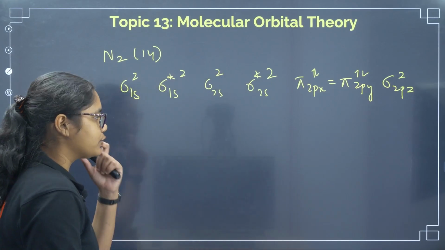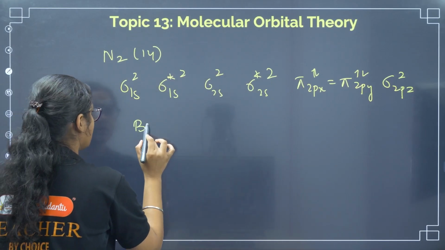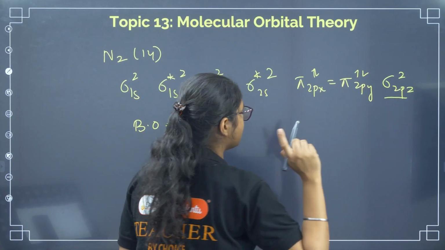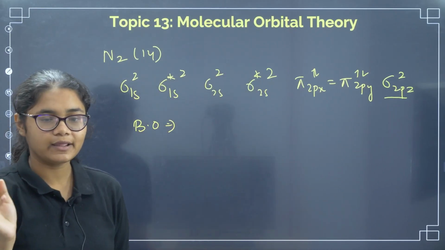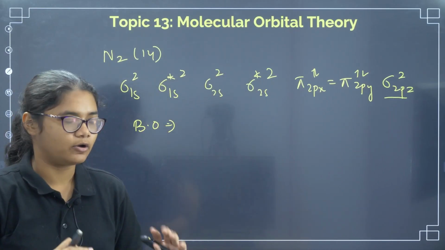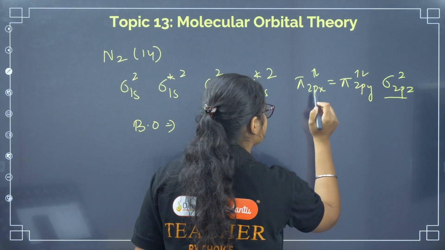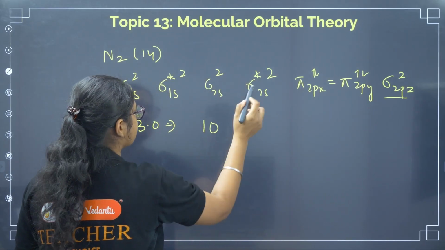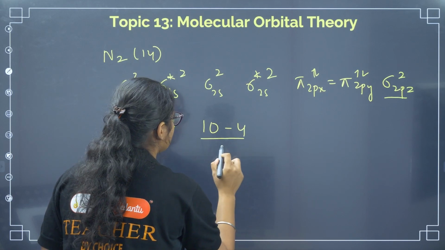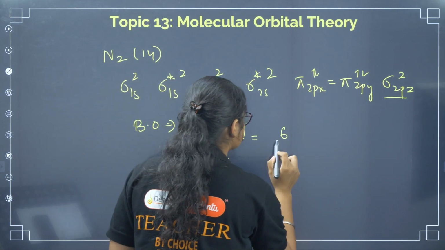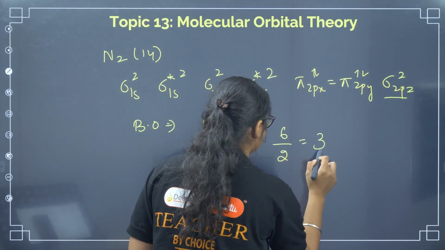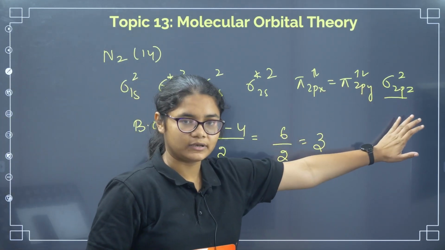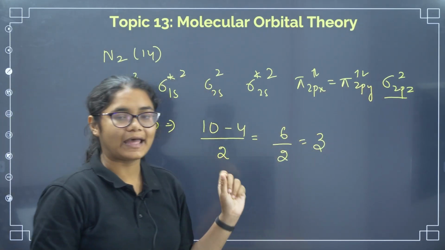Okay. So now how to calculate the bond order? Bond order will be bonding orbitals. How many electrons are there? The ones with star are called anti-bonding, and the ones without star are your bonding orbitals. So 1, 2, 3, 4, 5, 6, 7, 8, 9, 10. Okay, and we have 4 electrons here by 2, right? So that is 6 by 2, that is 3. Bond order is 3. Now how to tell magnetic properties? There is no unpaired electron here, right? So that is why it is diamagnetic.